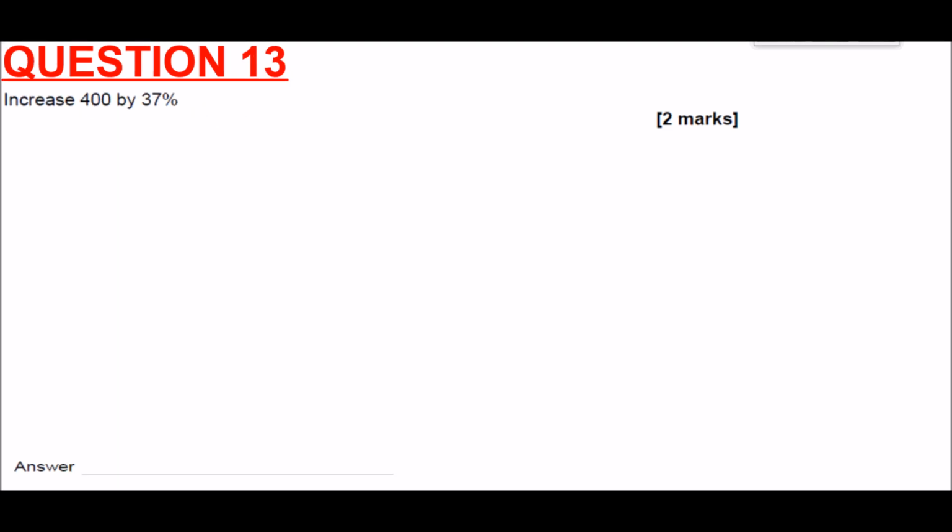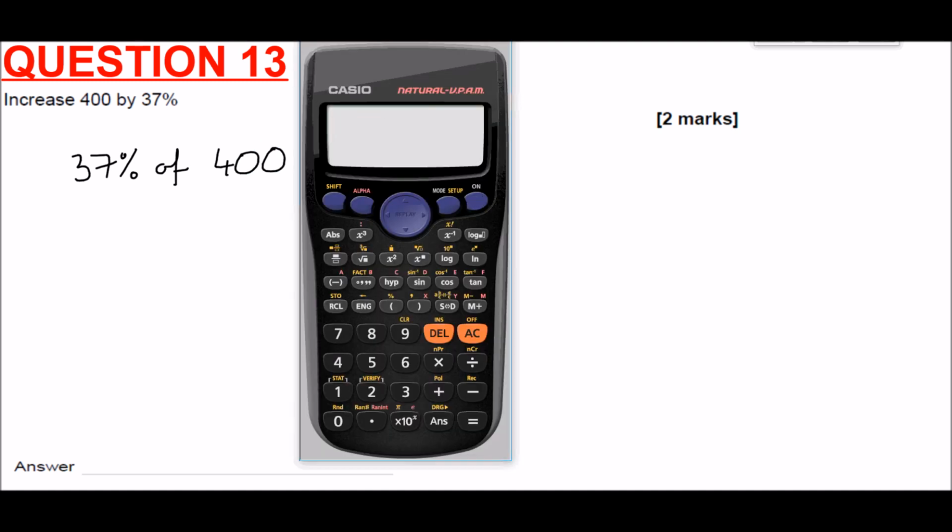Question 13, you have to increase 400 by 37%. And so I'd suggest the easiest first step would be to work out 37% of 400. So we can use our calculator here to do that quite easily. 37% means 37 out of 100. So it's that percentage of 400, which comes out to be 148.